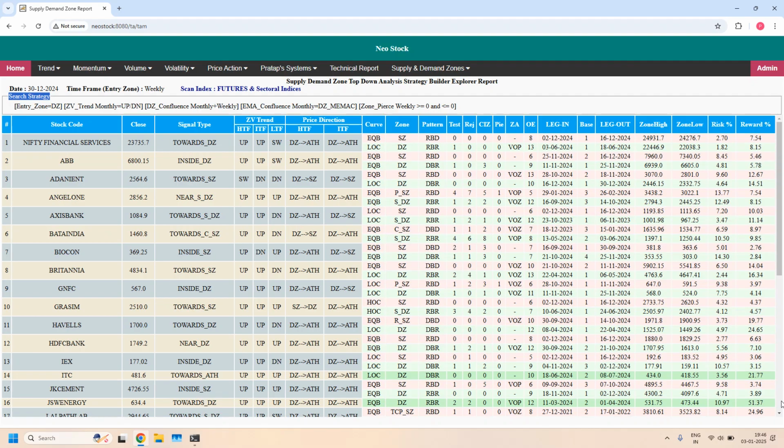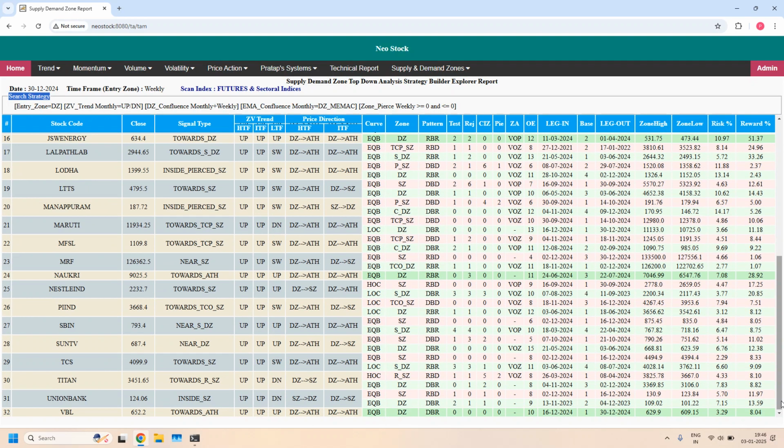I'm scrolling the list down. All these are all weekly demand zones. So total 32 stocks are filtered. In all these 32 stocks, these weekly demand zones are part of the monthly demand zone, and that monthly demand zone is having monthly EMA confluence, and monthly trend is not sideways.